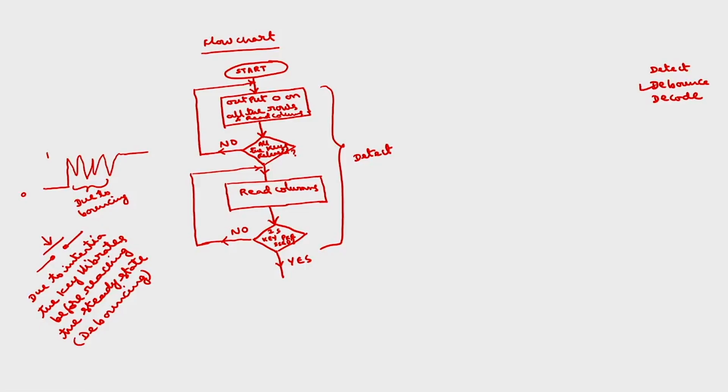So even if a key is pressed, I have to wait for some time until it settles down. This debouncing time you have to set. After this, if the key is still pressed, it is the original key. Otherwise, this may be due to noise also. To avoid this noise effect, I have to wait for some time, normally 10 milliseconds. Then I have to read columns again.